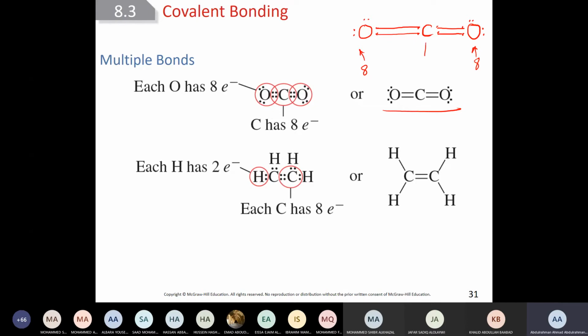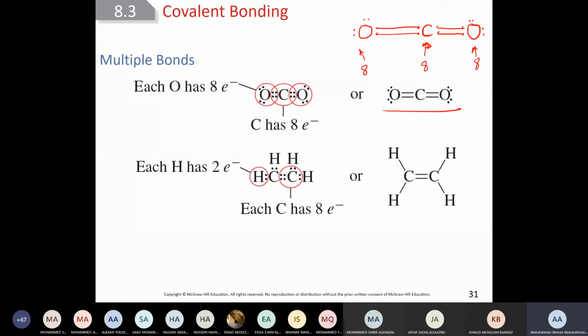Now, how many electrons around carbon? 8. Don't forget this, because actually the electrons are available on both sides.